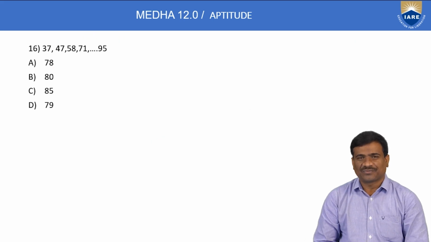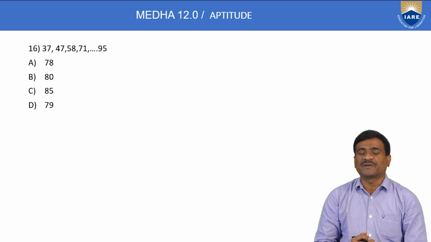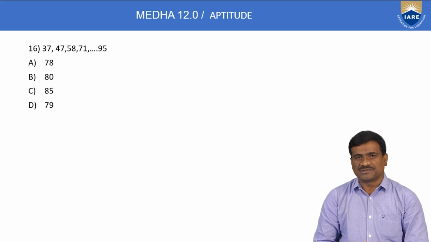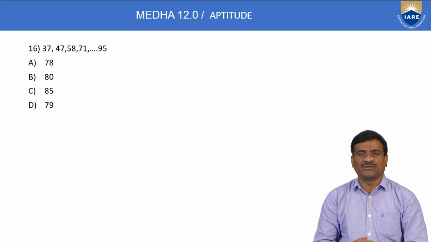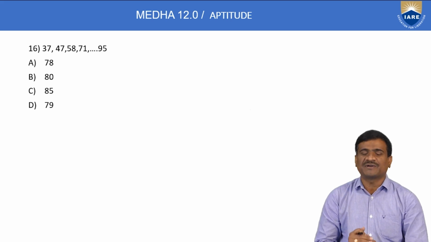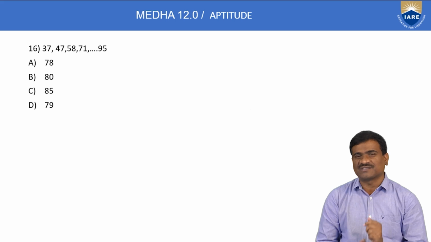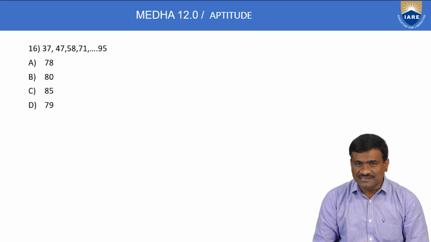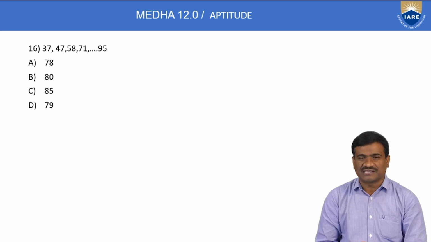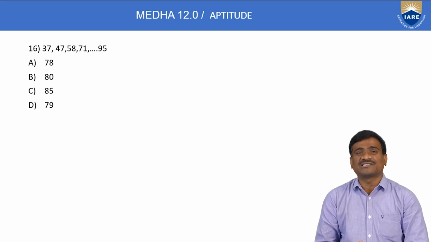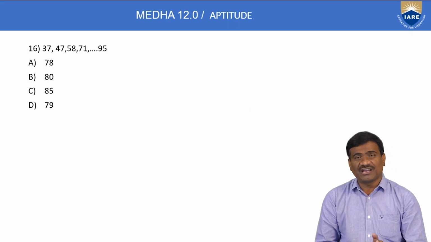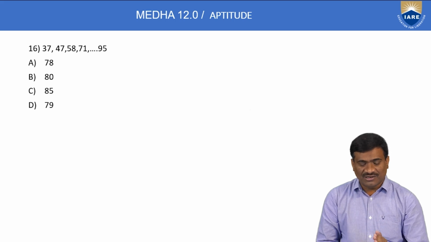Next, 16th. Find the number series. Number concept. It is classified into 3 models. Number 1, number series. Number 2, number classification. Number 3, number analogy. Number series: a sequence of numbers is called a number series. Framing the sequence is called number series. 37, 47, difference 10. 47, 58, difference 11. 58, 71, 13. 71, 86, 15. 86, 95.